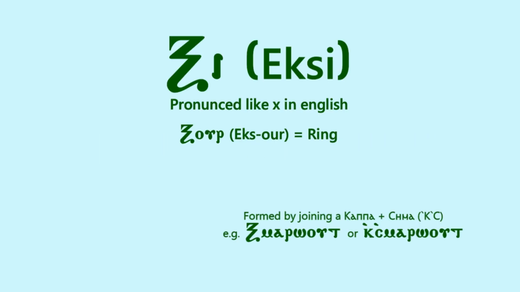We have before that, we have the letter Ixi, which is like in English X. Word for that in Coptic is exur, which is a Coptic word for ring. It's basically a kappa and a sema joined together. So some words you would find it written as a kappa and a sema. Some you'll find them written as an Ixi, but most of the time it's going to be written as an Ixi because we have a letter for that one.